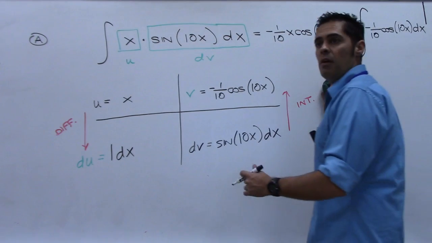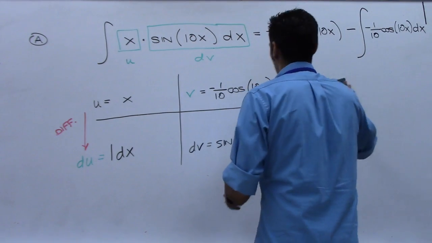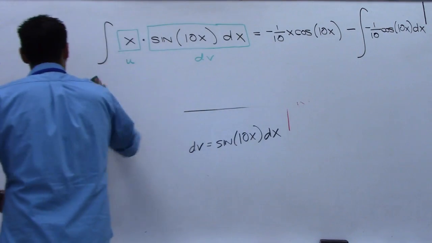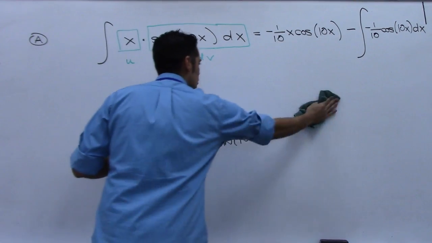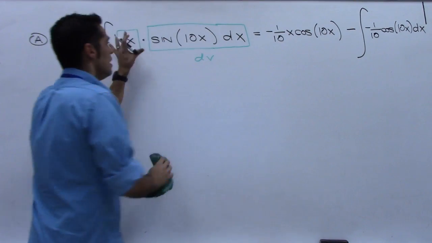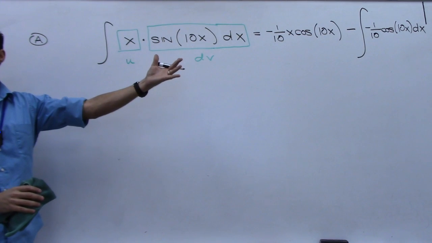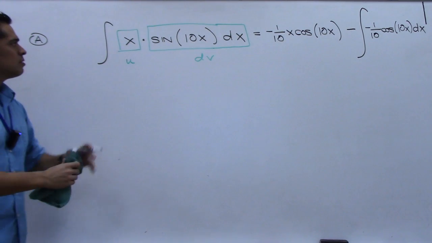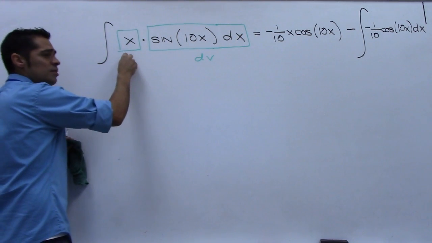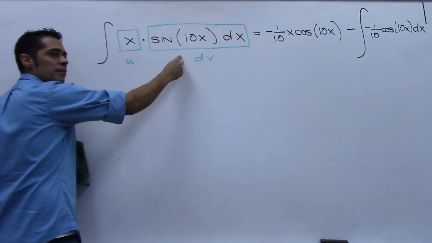Okay, so we're not done, right? Like, we haven't actually done that integration. What we've done is we've used the formula to convert an integral that we could not handle into an integral that we can handle. We have transferred the derivative to this, removed the derivative from this.